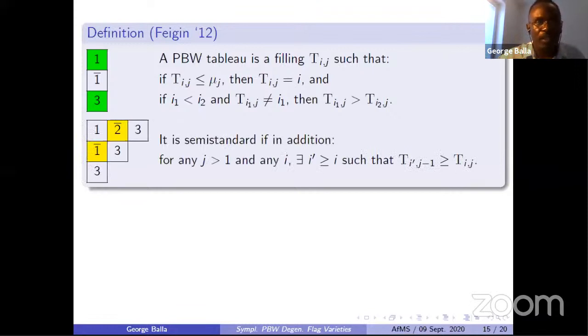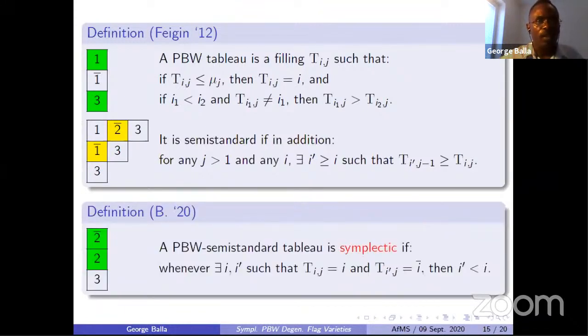And we say that such a tableau is PBW-semistandard if in addition, beginning from the second column, for every entry in the second column, so for example, we take an entry 2 bar, we look at the column to the left, and we want that there is an entry in the same column or below, which is bigger or equal to this entry. So this is the condition here.